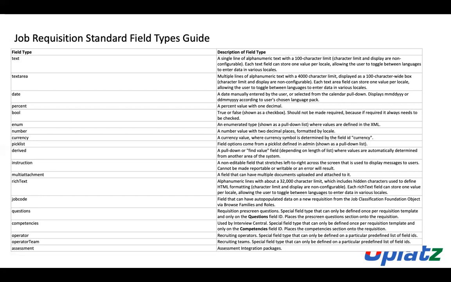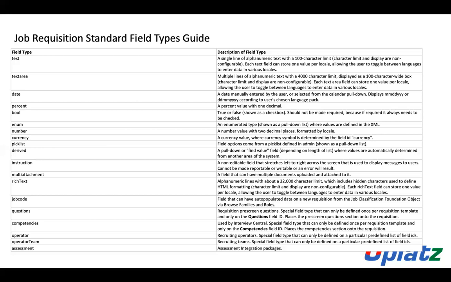Rich text is going to be alphanumeric lines with almost a 32,000 character limit, which is a very massive limit, and which includes hidden characters used to define HTML formatting as well. So it's a rich text field, as you might be aware, using tags and all that. And again, it supports language or locale information. Job code is auto-populated data on the new requisition from the job classification foundation objects. So job code is one of the important factors that you always need to define for a requisition.